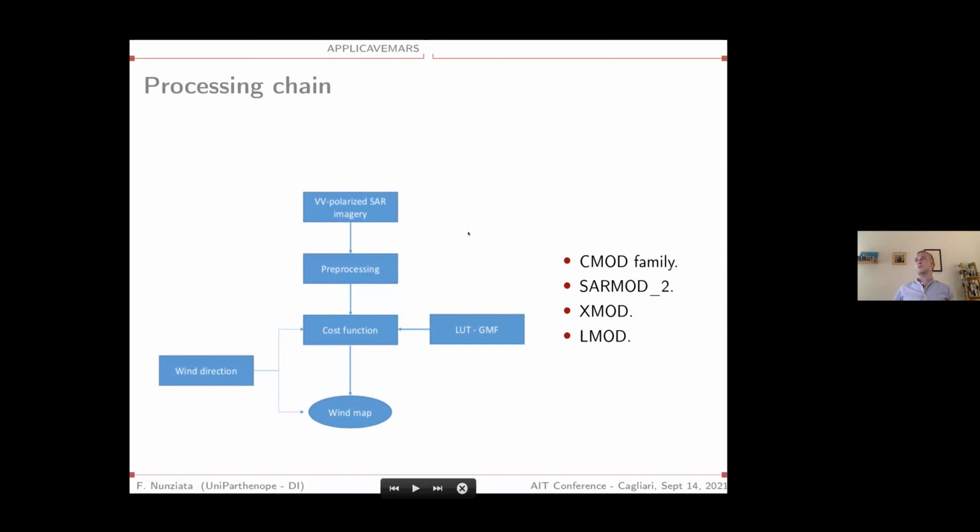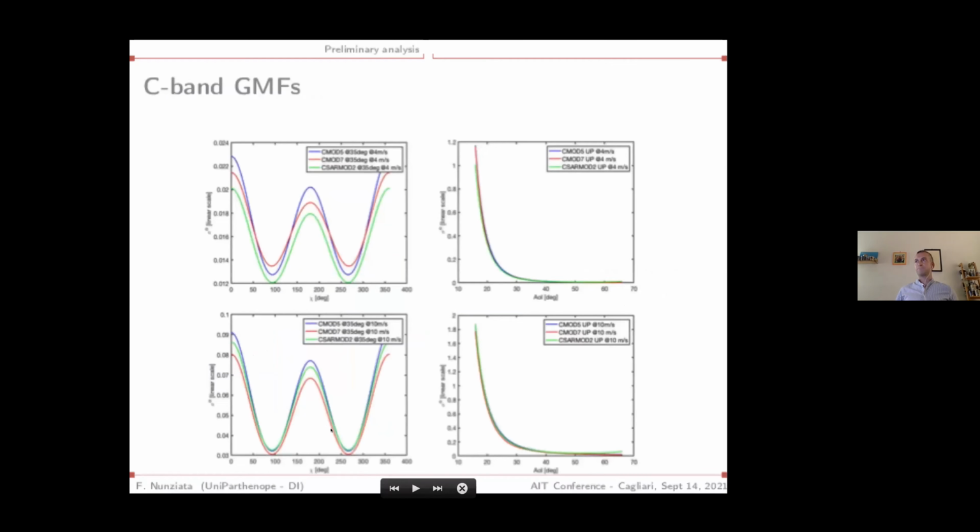So the processing chain, we planned this one. We start from the VV polarized SAR imagery. Then there's a pre-processing that consists of multi-looking, downsampling, undersampling, and so on. Then basically we evaluate the wind map by using a cost function that compares the measured normalized radar cross-section with the one predicted by the geophysical model function that we stored in a lookup table. And if you have external wind information, we can estimate this wind map.